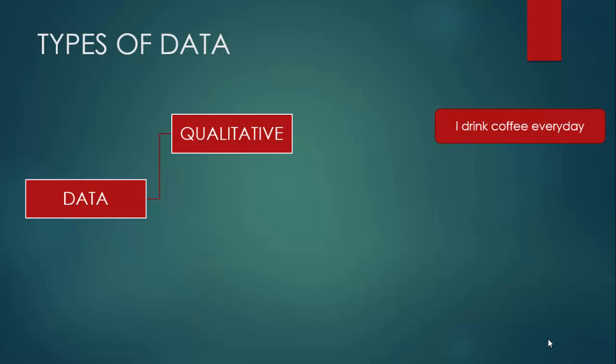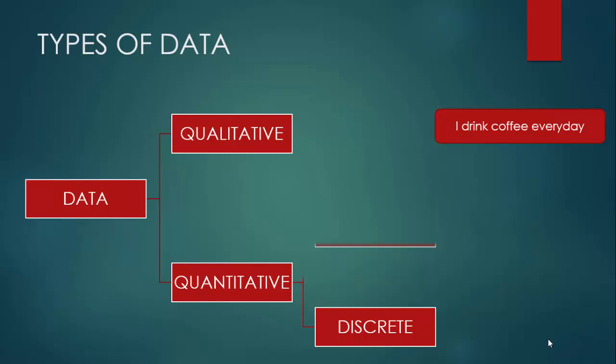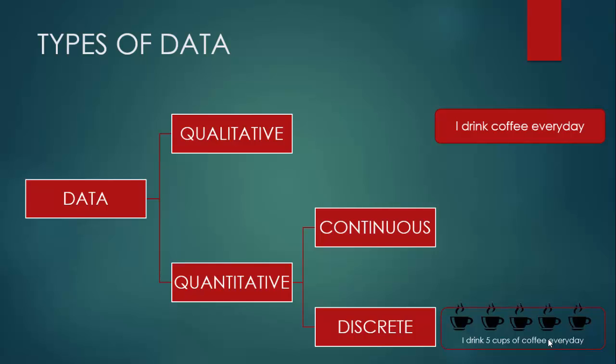The other broader definition of data is quantitative data. Quantitative data is further divided into discrete and continuous data. Discrete data is something which you can count, and continuous data is something which you can measure. For example, the statement, I drink 5 cups of coffee every day, is something which can be counted. The number of coffee cups mentioned in the statement are easily countable on your fingers. Hence, it's a discrete data set.